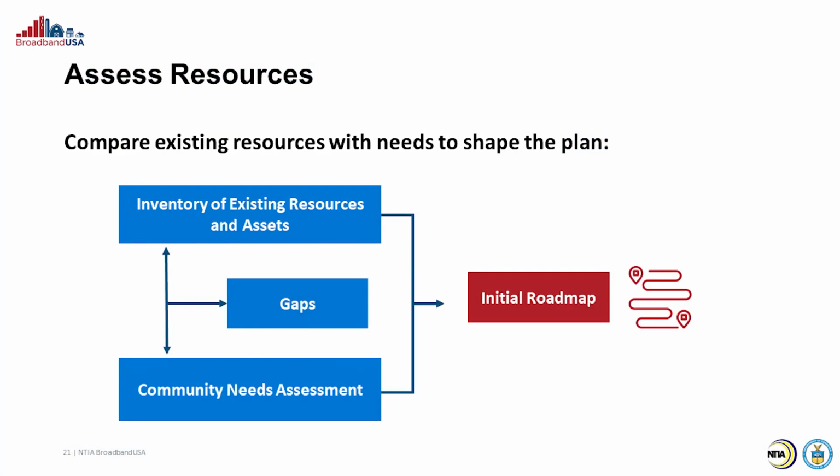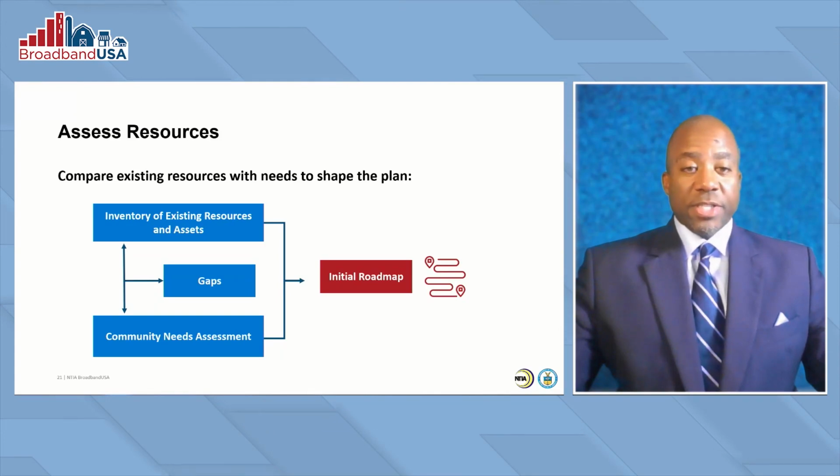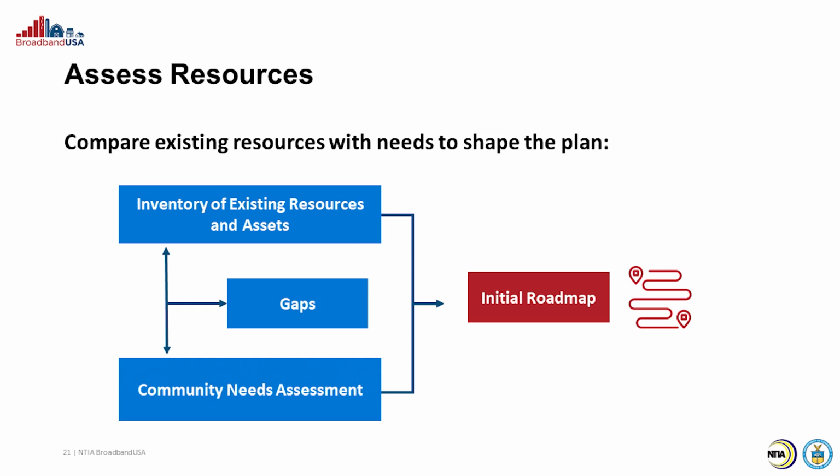And in this assessment, we're going to compare existing resources with community needs and use those results to shape our planning. You can see in this chart here, we're going to conduct an inventory of existing resources and assets. We're going to compare those to the community needs assessment. We're going to identify any gaps. And then those results are going to be used in the development of that initial roadmap, or the development of those initial planning activities and assumptions.